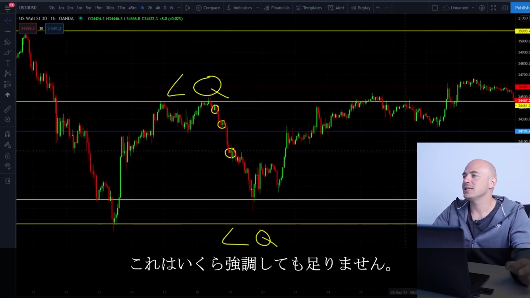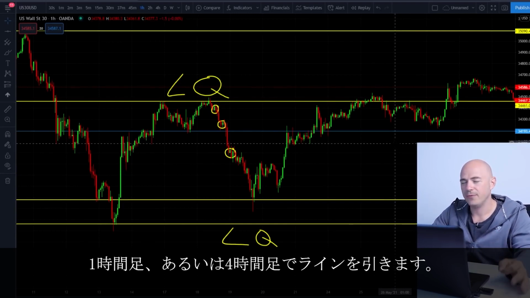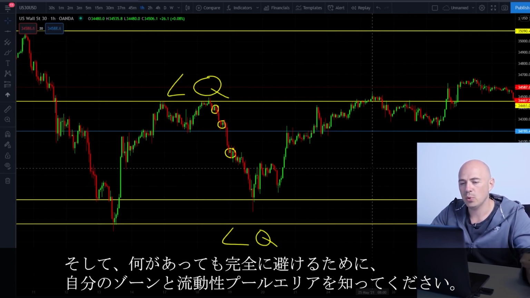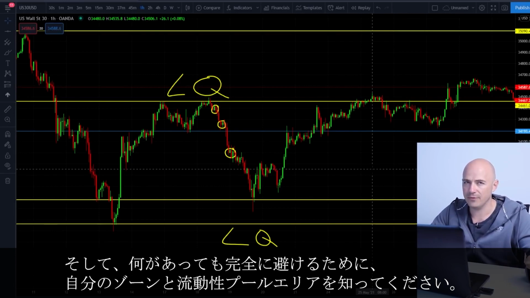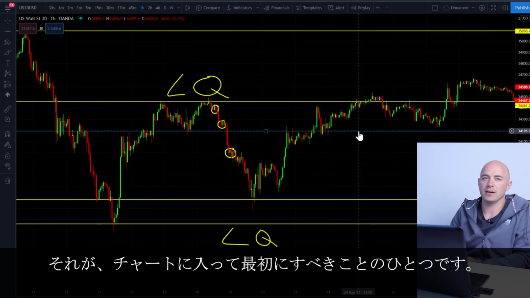I cannot stress this enough. Do markups on a 1 hour time frame or a 4 hour time frame and get to know your zones and liquidity pool areas to completely avoid at all costs. That's one of the first things that you should do when you get on the charts.